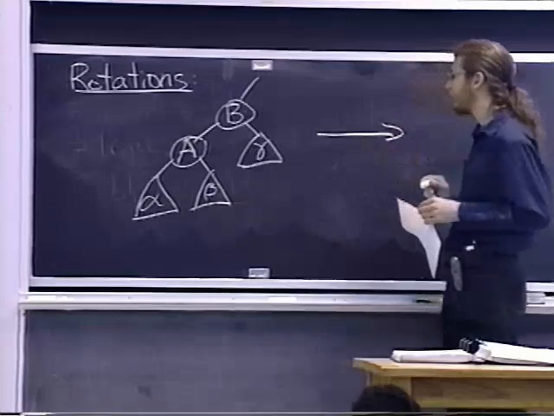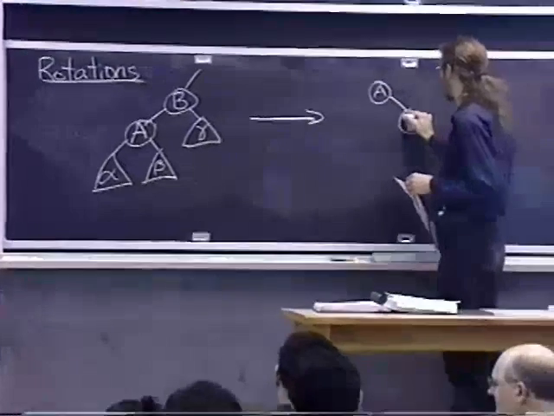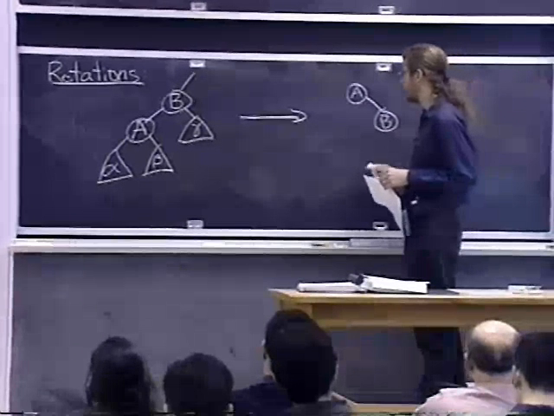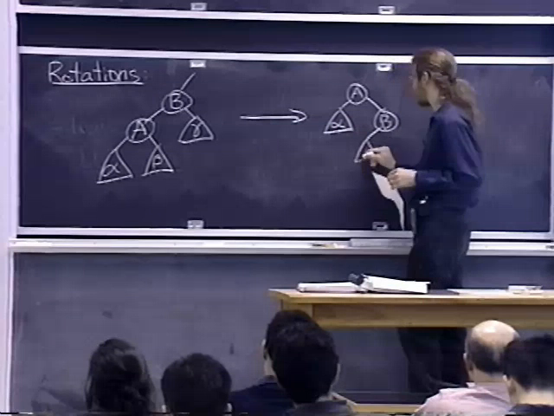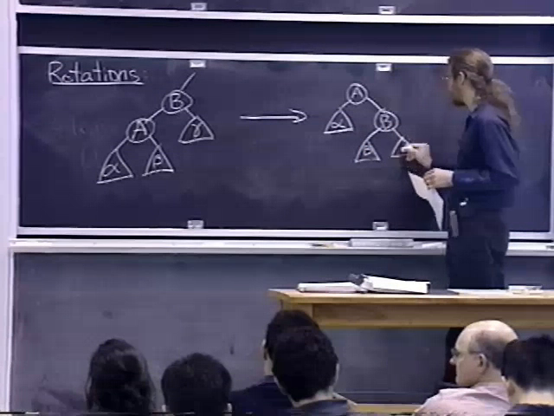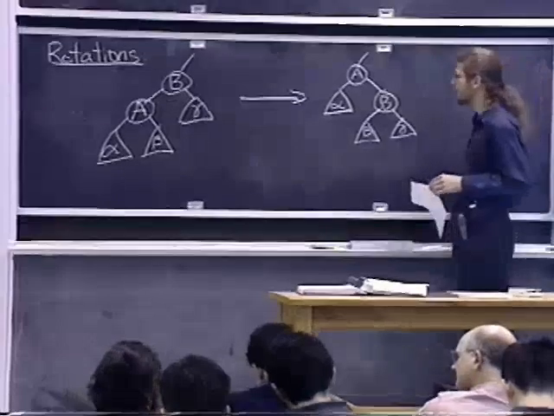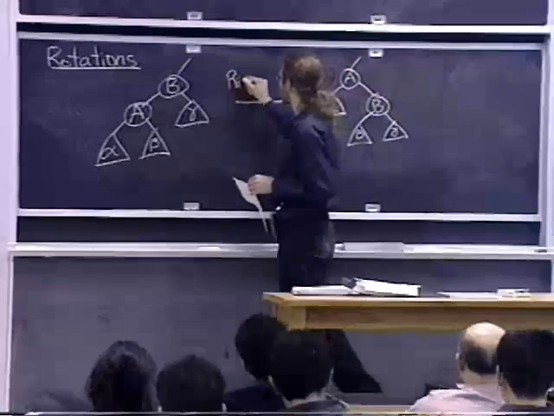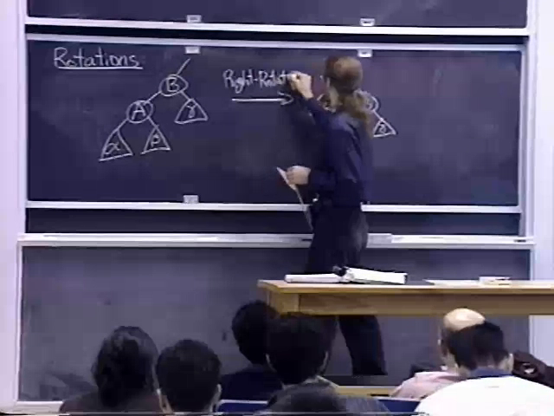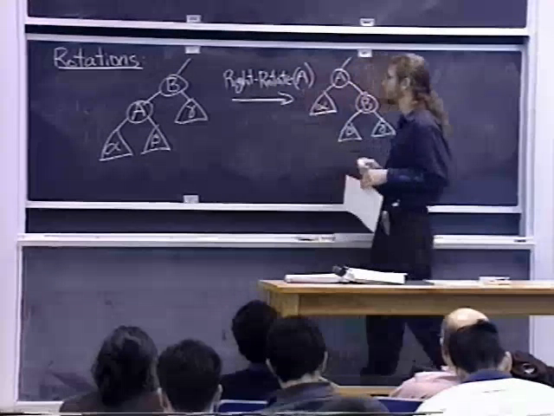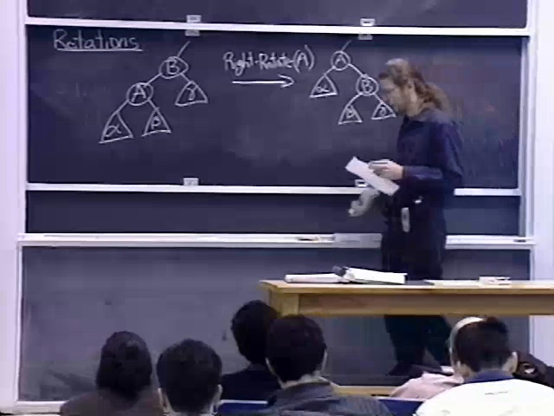And we can convert that into a tree where A is above B. And in particular, we'll do this with the subtrees. Okay, and this rotation is called a right rotation of A. It preserves all the properties we sort of want.